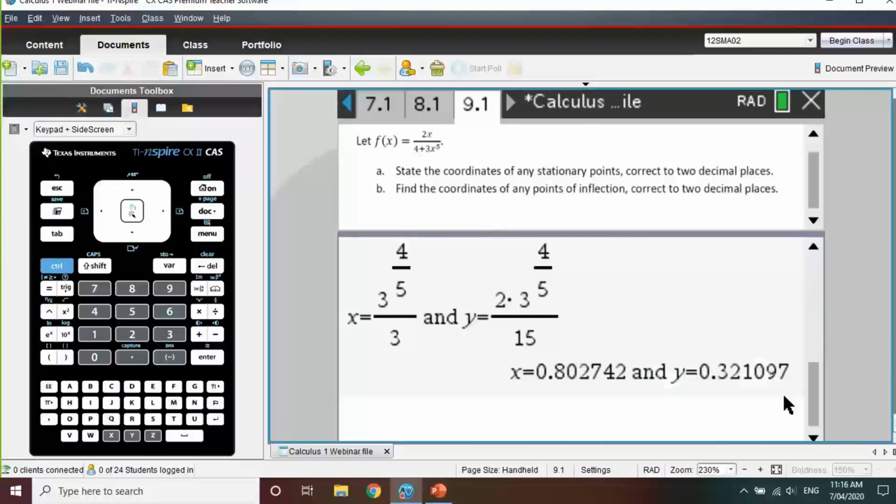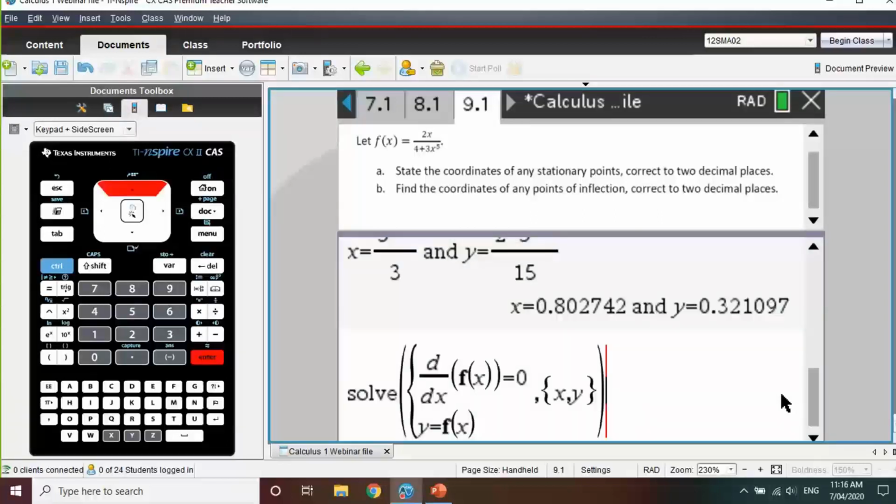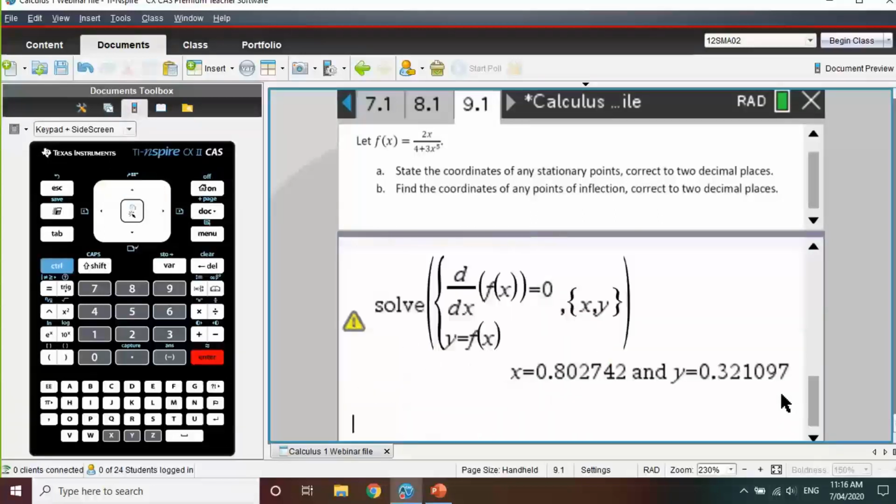Now, just for completeness, I'll do it in one line. It's a neat little way of doing the calculation efficiently on CAS.